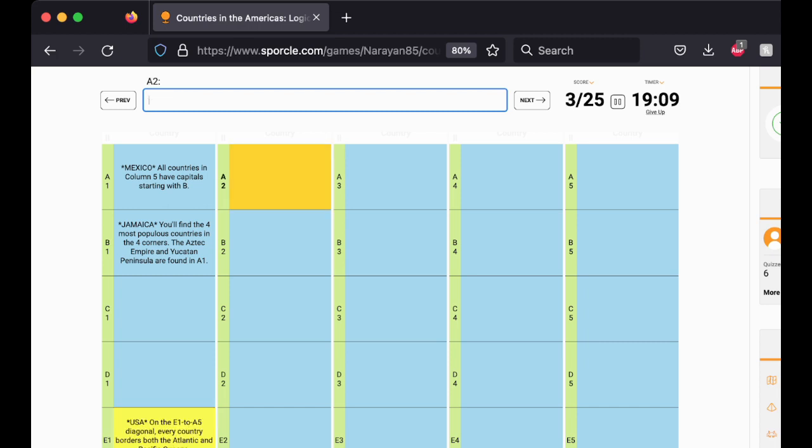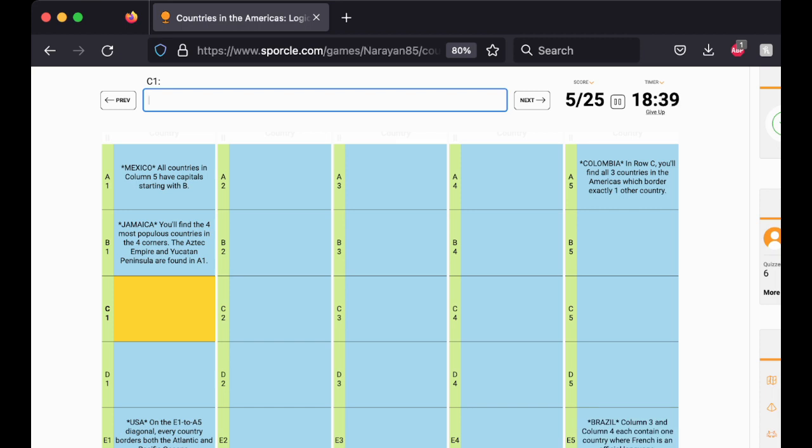Los Estados Unidos. Alright, so E1 to A5 diagonal, every country borders both the Atlantic and Pacific Oceans. Now, Colombia, its capital starts with B. At Bogota, it also borders the Atlantic and the Pacific Ocean, so A5 would be Colombia, which means E5 would be Brazil.